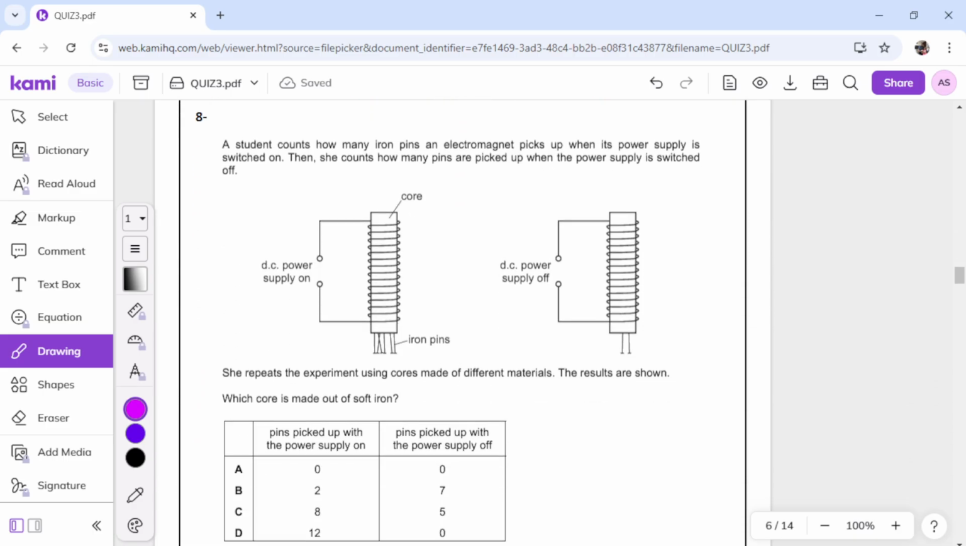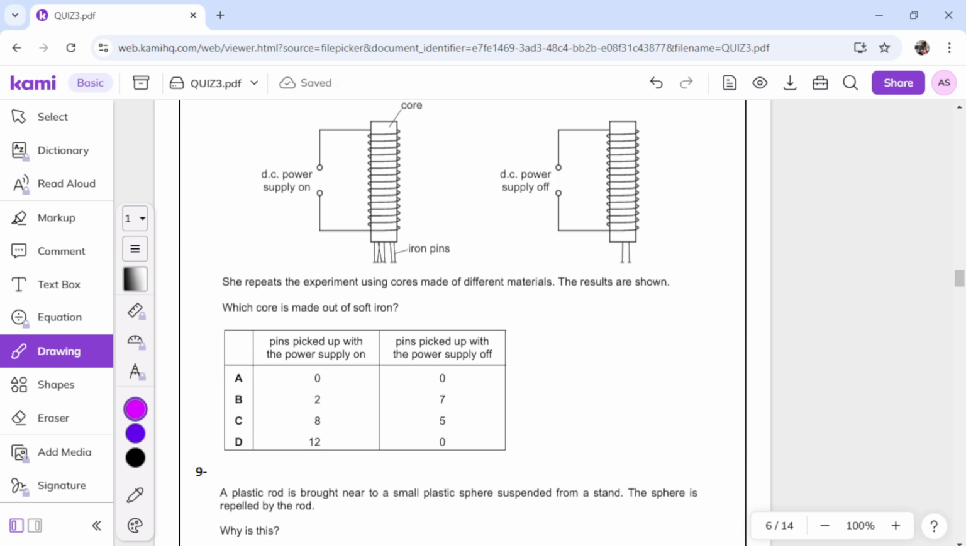question 8. A student counts how many iron pins an electromagnet picks up when its power supply is switched on. Then she counts how many pins are picked up when the power supply is switched off. Okay, and he put iron pins. She repeats the experiment using cores made of different materials. The results are shown. Which core is made out of soft iron?